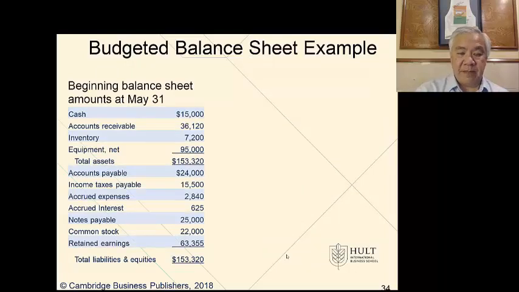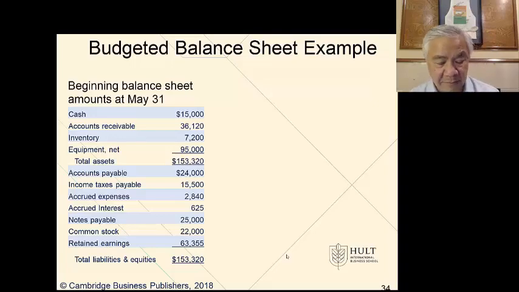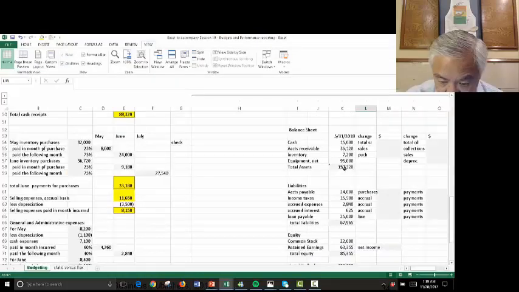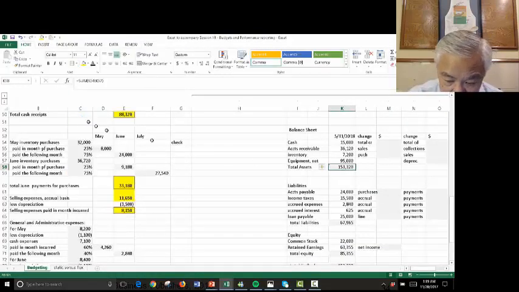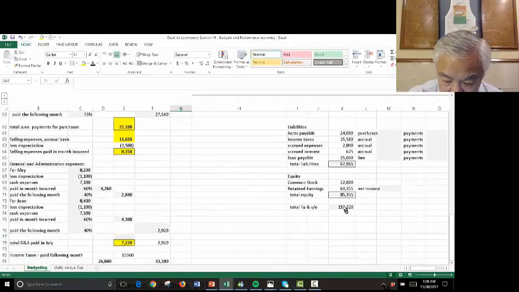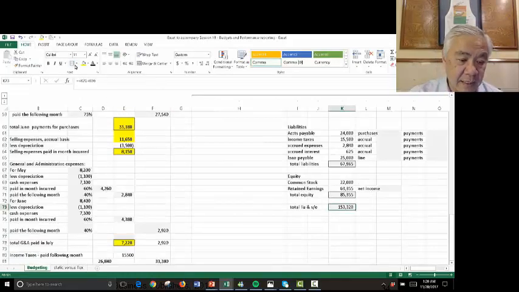All right, so for the balance sheet, we have beginning balances given to us here for all the items, and we'll just carry that forward into the Excel spreadsheet. The total assets, put a box around that so we know it's important. And similar total liabilities, and the total equity, and the total liabilities and equity.